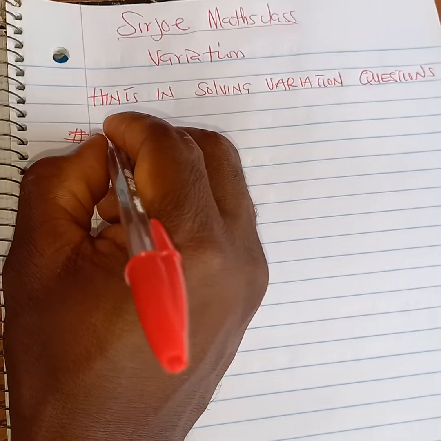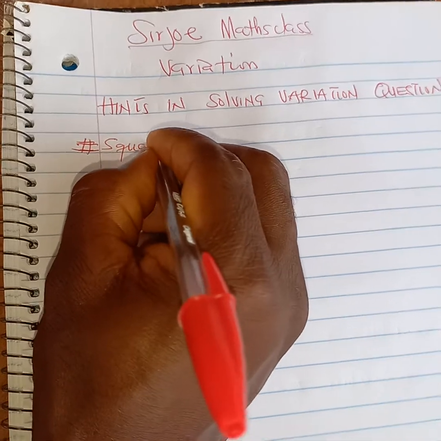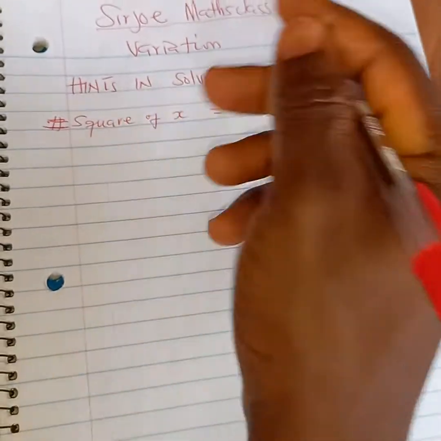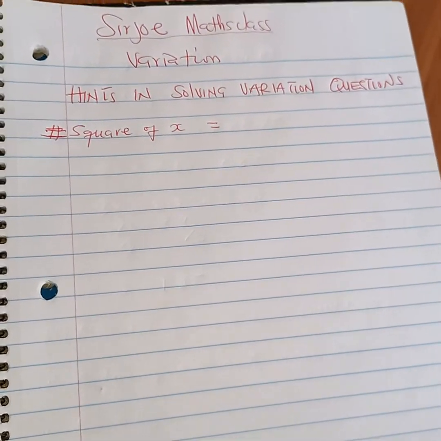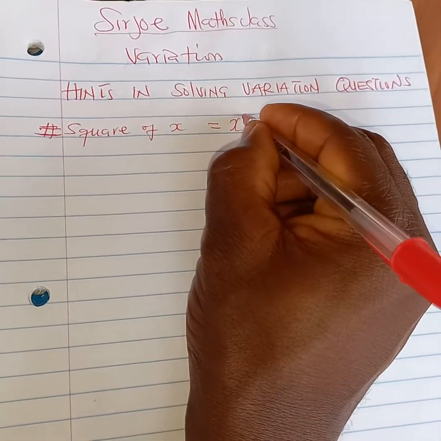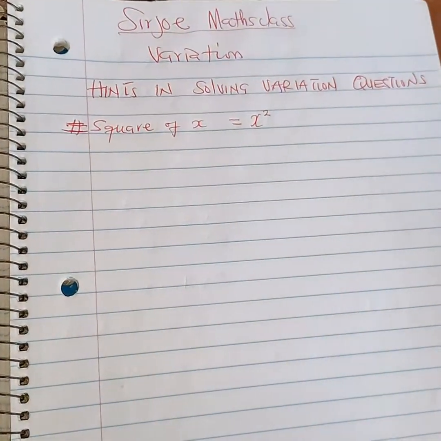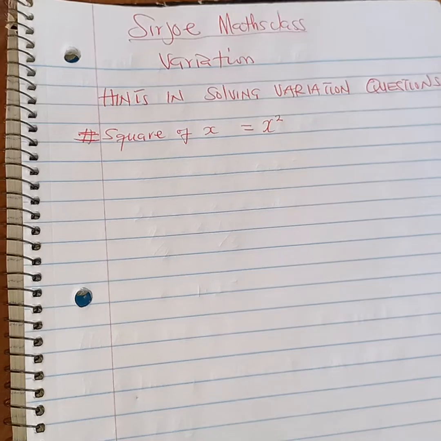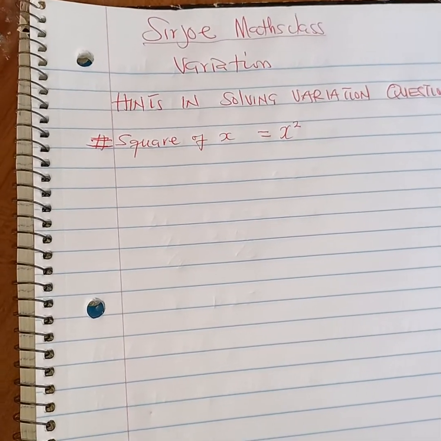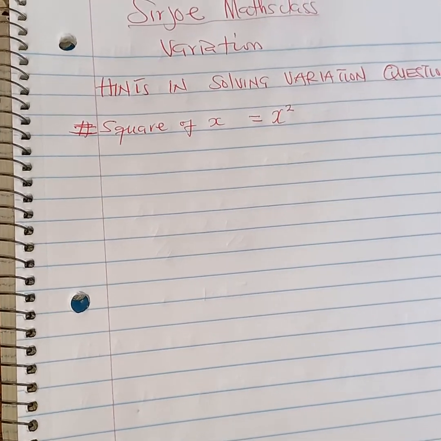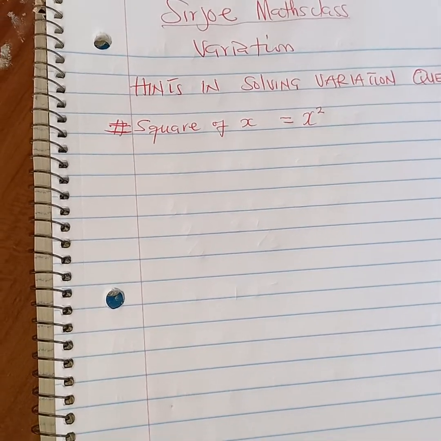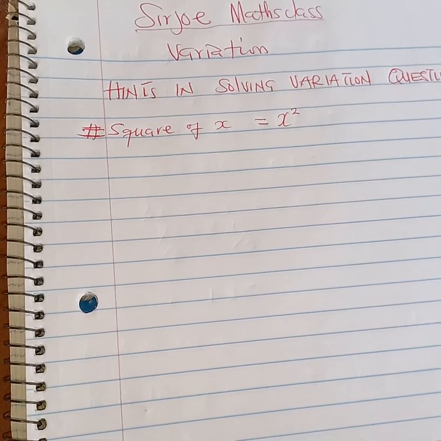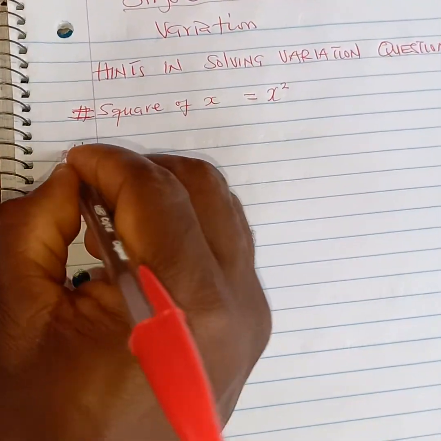So let's say square of x. If it is square of x, then you are going to get x squared. This is what you are going to get. Maybe it may be like y varies directly as square of x, then you bring your direct variation sign, then you write your x squared. Please take a note of it. Let's look at the second hint.